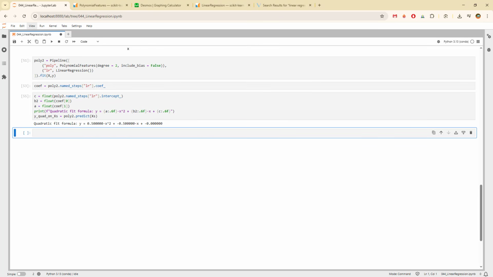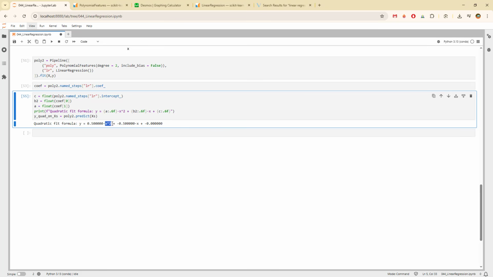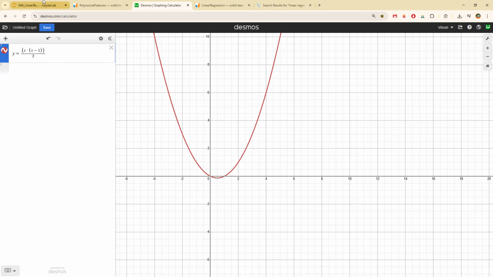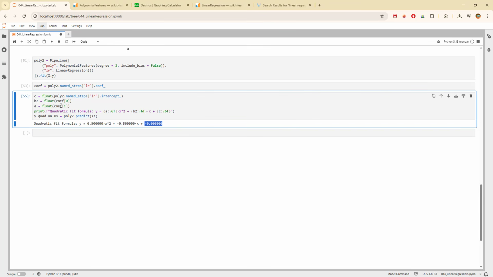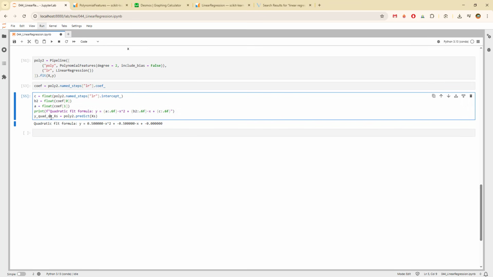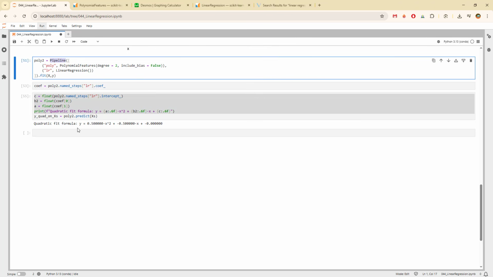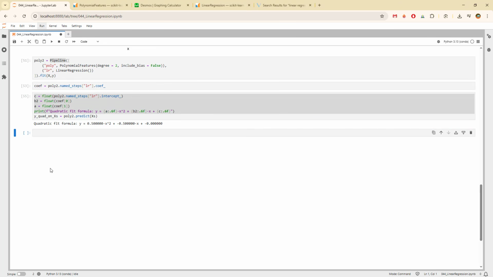And this is our formula actually. So 0.5 times x squared plus minus 0.5 times x. And this one for c we got nothing, so it's minus 0. And this is actually the same as this one here, simply recalculated. The interesting thing is that our beloved magic with the polynomial pipeline actually got the correct formula without knowing it.